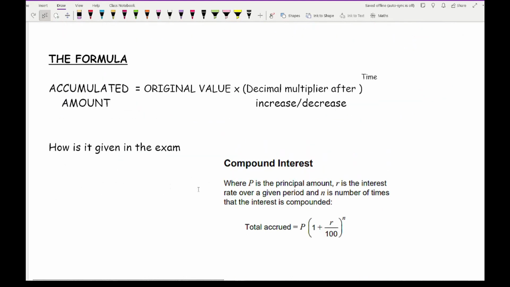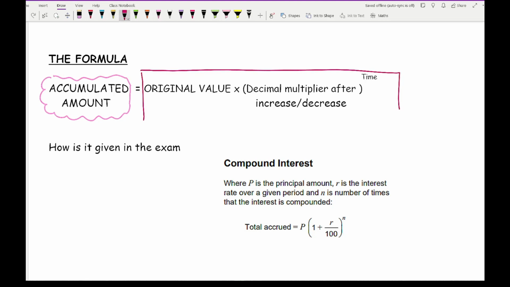Now in terms of the formula, the general formula for compound interest, to work out the accumulated amount, which is your final answer, we need to use this formula. So it's the original value multiplied by the decimal multiplier after the increase or decrease. So it'd either be a 0 point number or a 1 point number, and then we raise that to the power of however long you want it for.